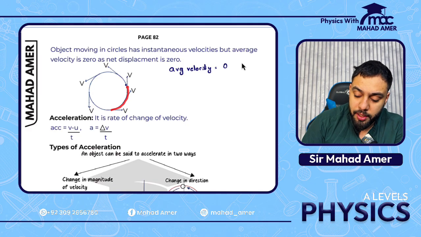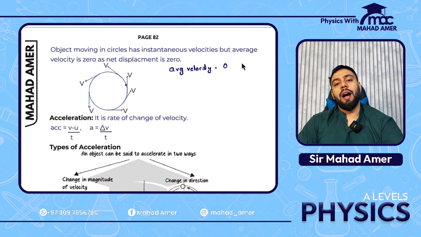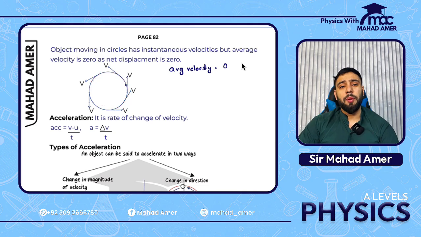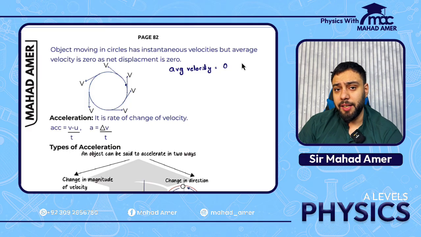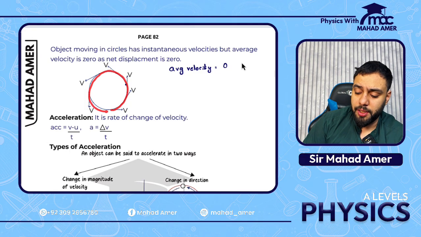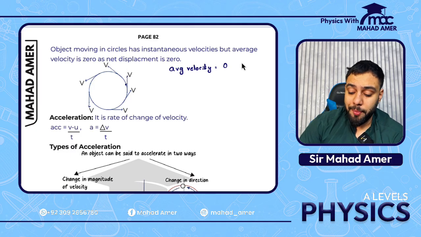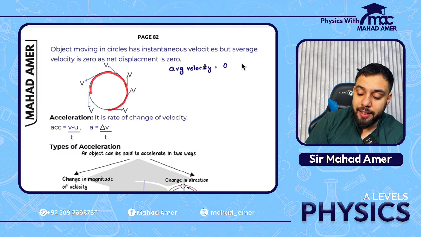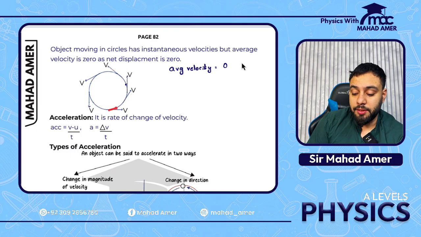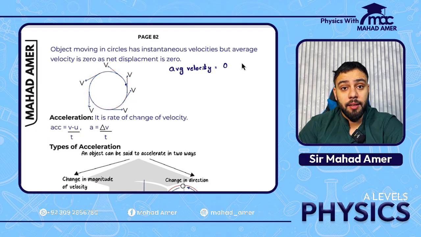If something is moving and coming back to the same point, it would have no velocity because there would be no displacement. So in a complete circular motion, if something is moving in circles, even the displacement is going to be zero, because the object is not covering any displacement. Rather, the object is just moving in circles and coming back to the same point again and again.